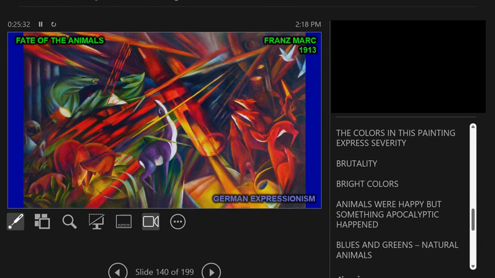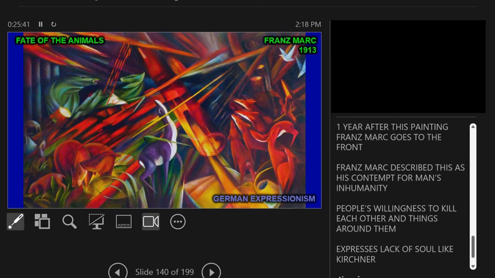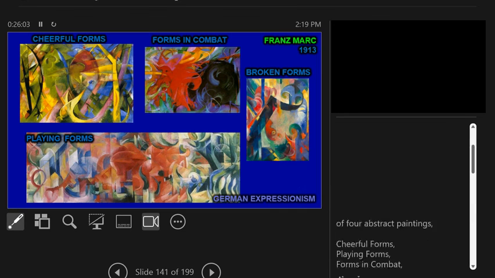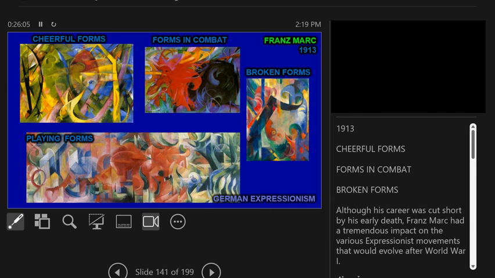The colors in this painting express severity, like brutality in bright colors. Basically what these artists are looking toward, their idea of the apocalypse, is that once everything is burned down to the ground, then we can build a new society, a better society after that. But I just think that's a very twisted way to do it. Anyways, in his last few paintings, he was exploring non-objective art, and he was exploring pure abstraction.